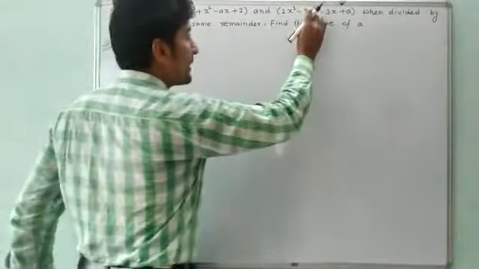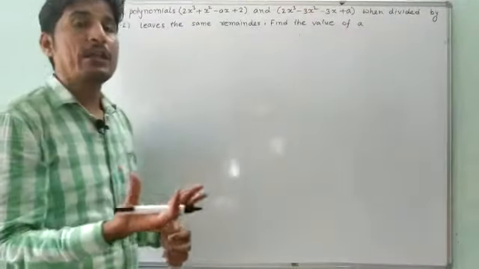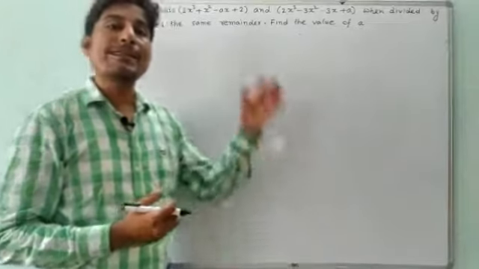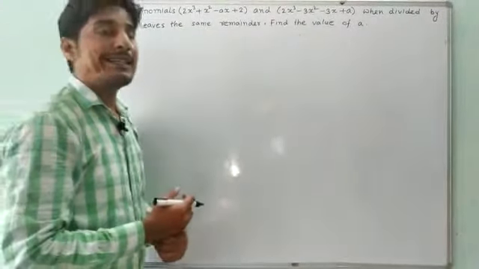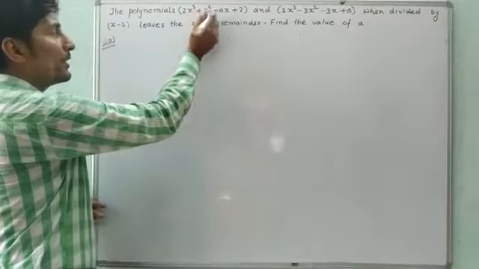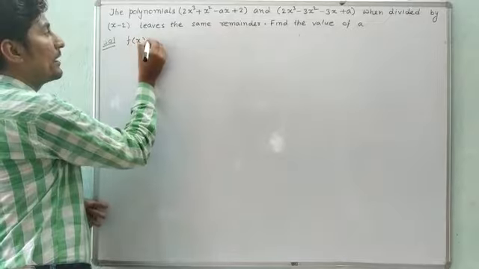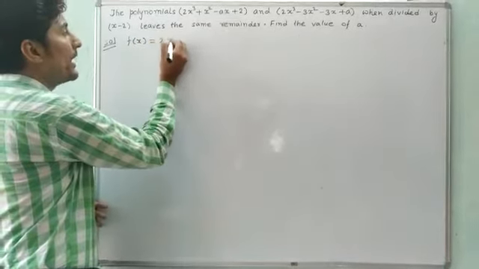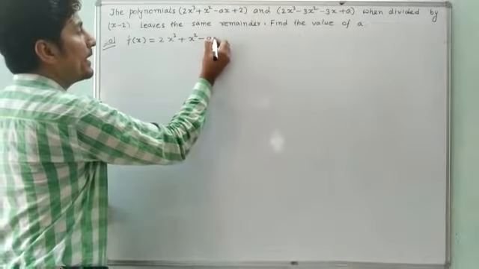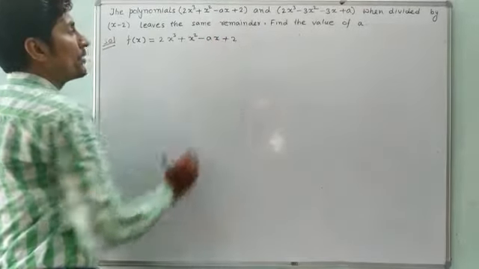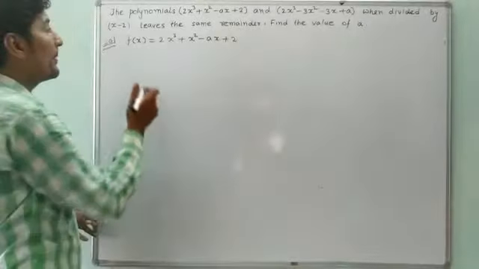And the second polynomial is also divided by x minus 2. Then we have to equate both the remainders, because in the question it is already given that in both the cases the remainders are equal. So let us see. First of all, we are going to assume the first polynomial equals f(x). f(x) equals 2x cubed plus x square minus ax plus 2. Now we are going to divide this polynomial by x minus 2 and we will get the remainder.